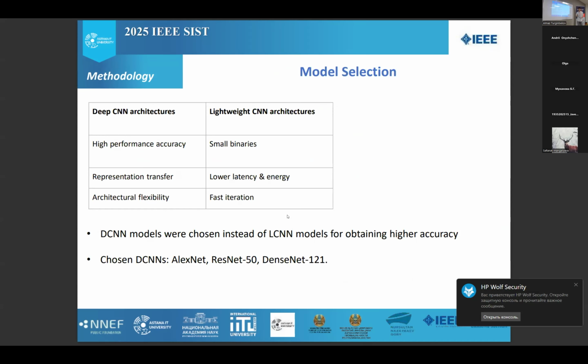Model selection. At the very beginning of the study, deep CNN and wide-way CNN were compared, and it was decided to go with a deep CNN architecture over wide-way CNNs, mainly for the high performance accuracy and architecture flexibility that it can provide. The chosen deep CNNs are AlexNet, ResNet, and DenseNet.